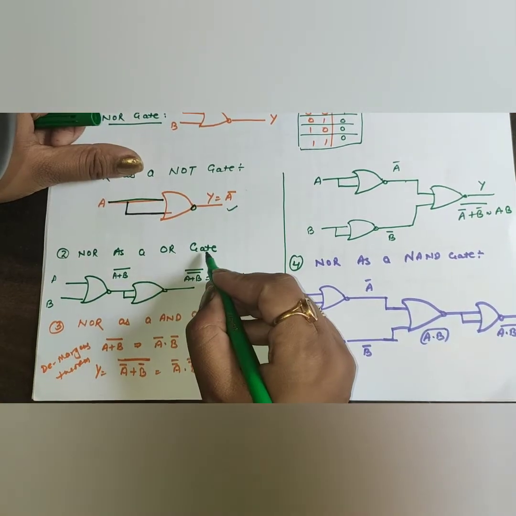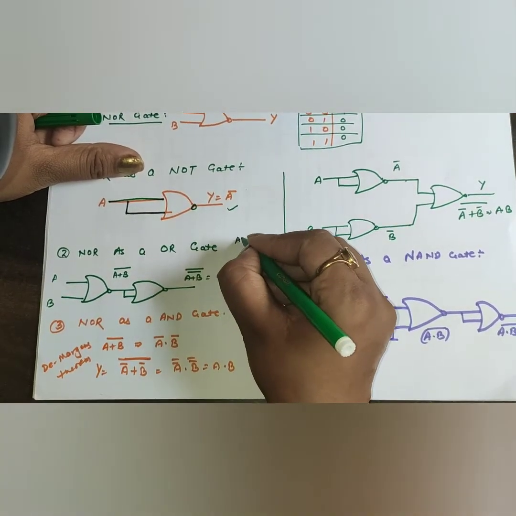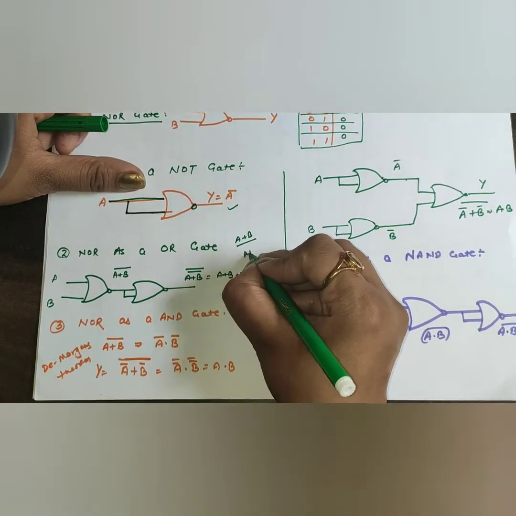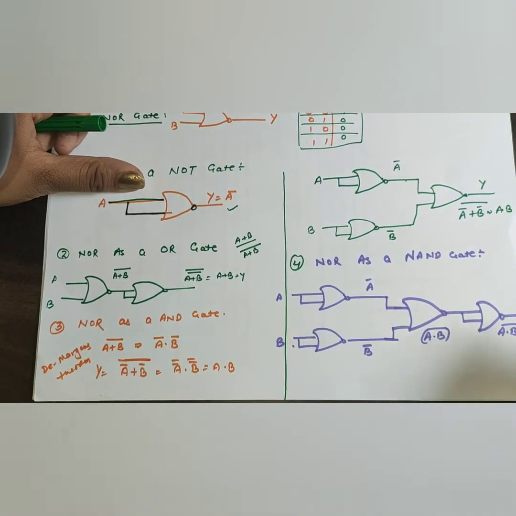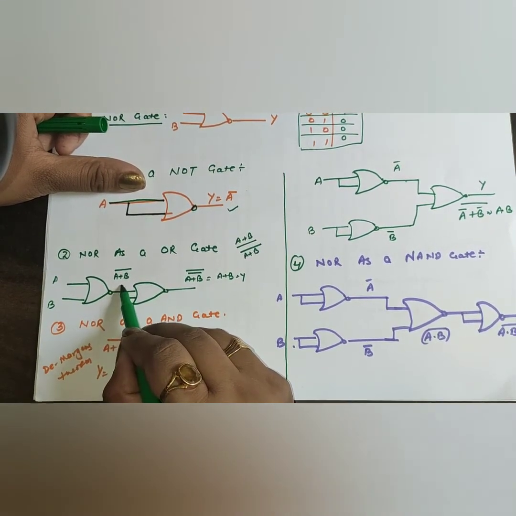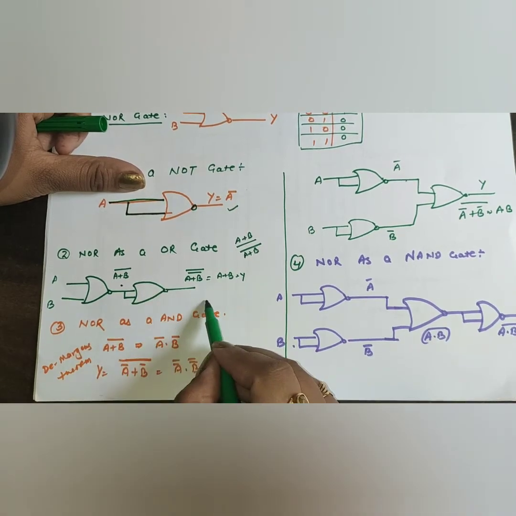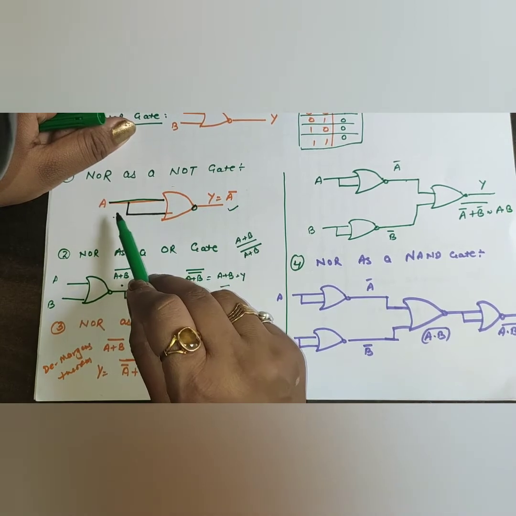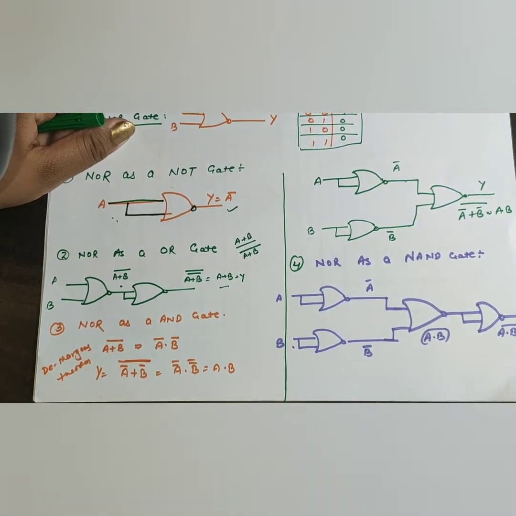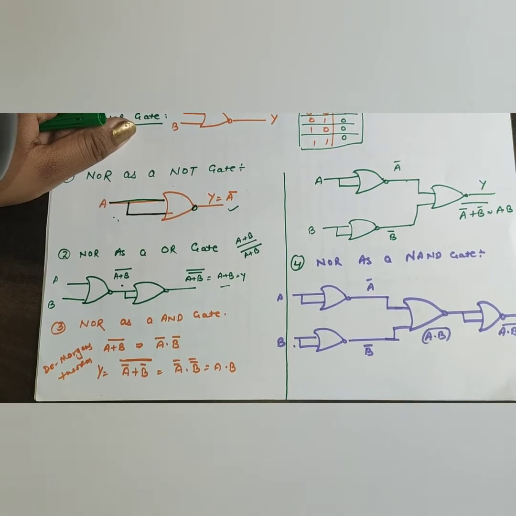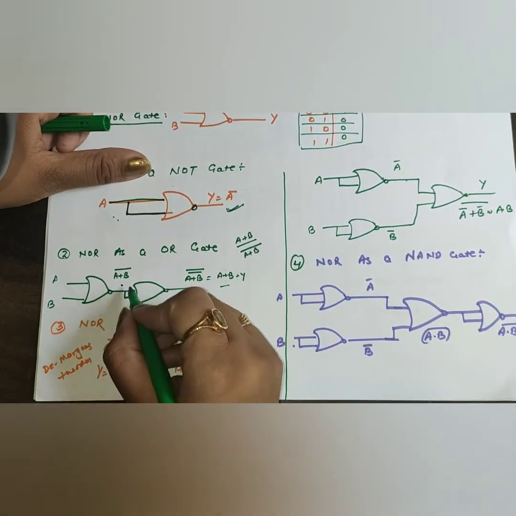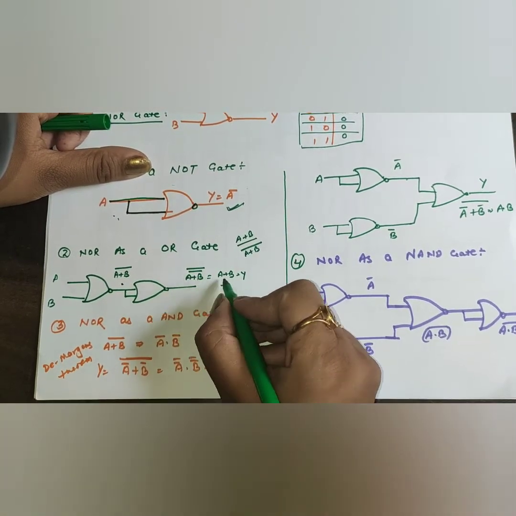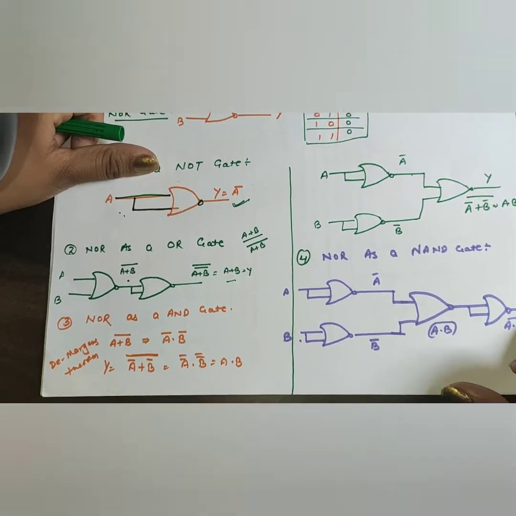NOR gate as an OR gate. The OR gate is A plus B, and the NOR gate is A plus B whole bar. If we pass this A plus B whole bar through an inverter, we get A plus B. The NOR gate acts as a NOT gate, giving the inversion. So A plus B whole bar is given to the NOR, then the double bar will be eliminated, and we get A plus B. So this is the NOR gate as an OR gate.